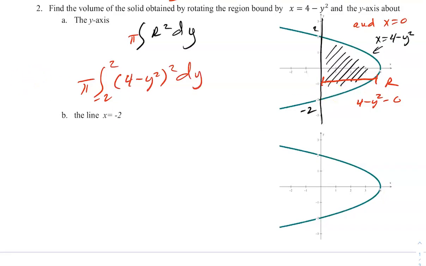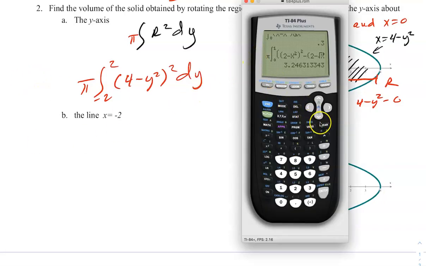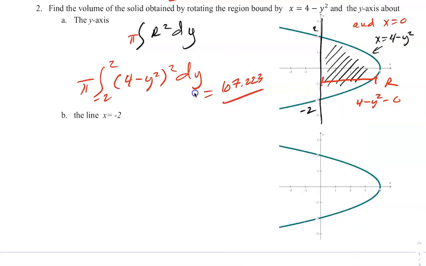Now if I put that in my calculator, remember we don't have y in the calculator, so you just use x. It works the same way. So put second pi, math 9, and we're going to go from -2 to 2. Then right here we're just going to put parentheses 4 minus y squared, which in this case is x squared, close parentheses, square it, and then dx. So again, it works the exact same way, we get 107.223 approximately.